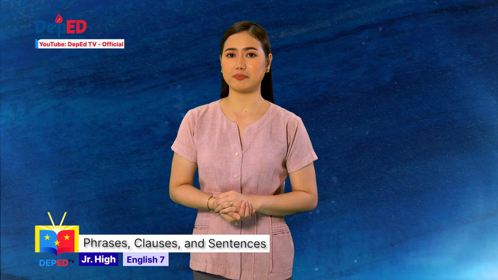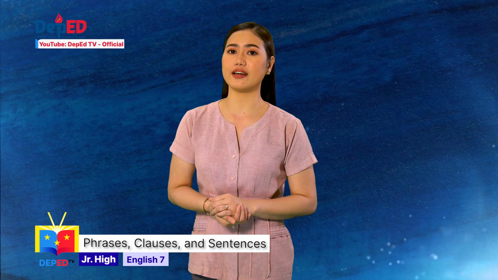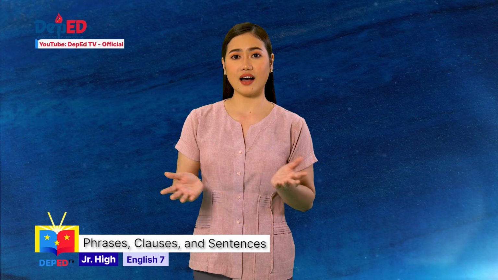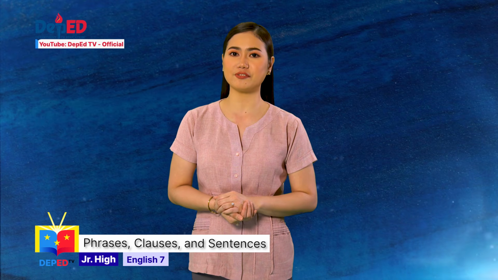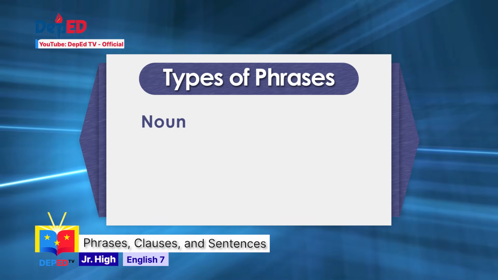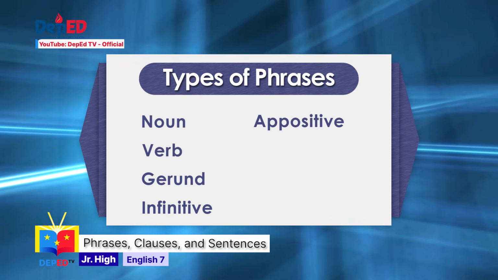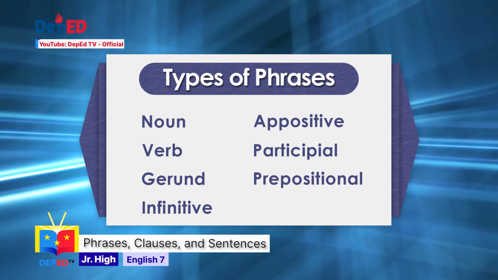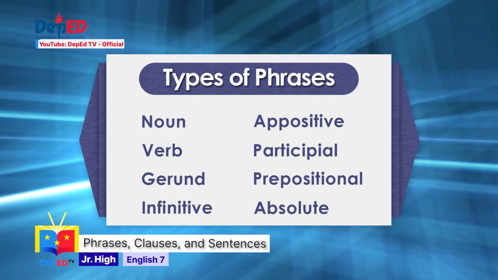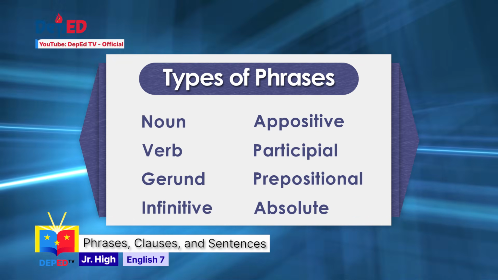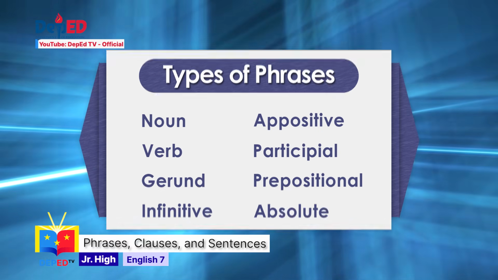Phrases have also types, but we will discuss them further in an advanced lesson. For now, just take note of the following types of phrases. They are the noun, verb, gerund, infinitive, appositive, participial, prepositional, and absolute phrases, which will be discussed in separate episodes or in your next grade level.